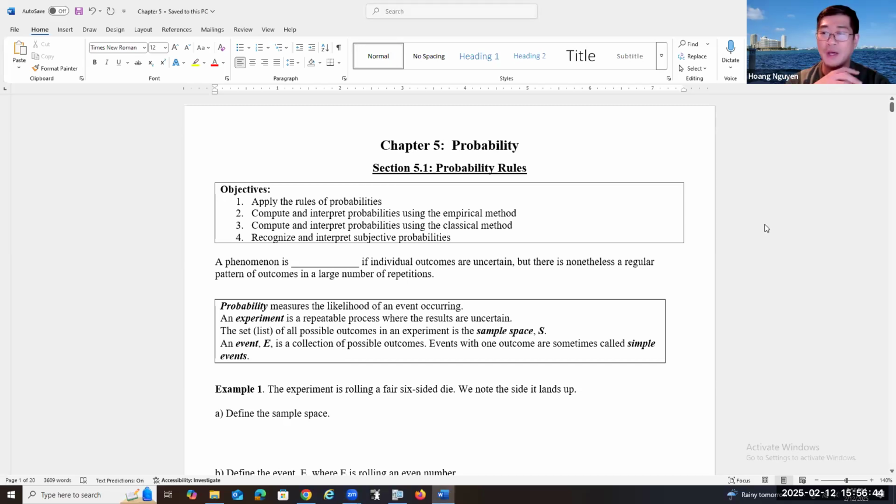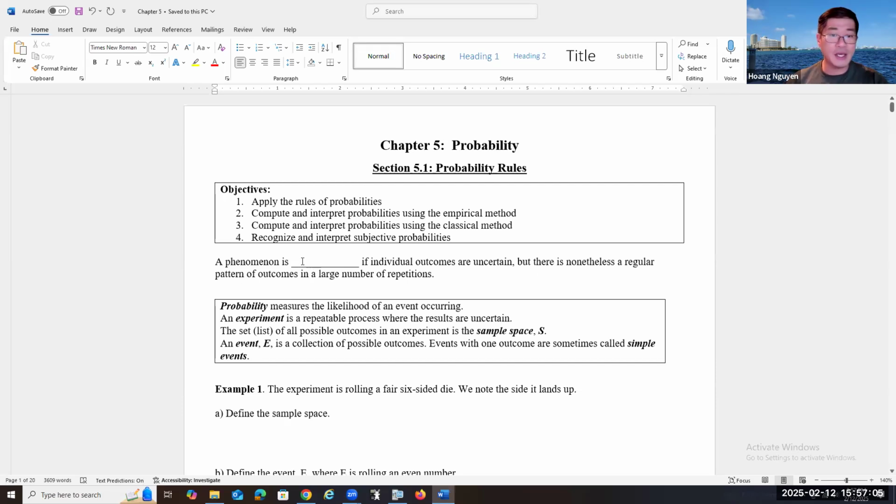In this recording, we're going to take a look at the first section of chapter 5, which is about probability. In the first section, 5.1, we're going to talk about probability rules. What is the rule for the calculation of probability? Let's give you the first definition before we give you more definitions.